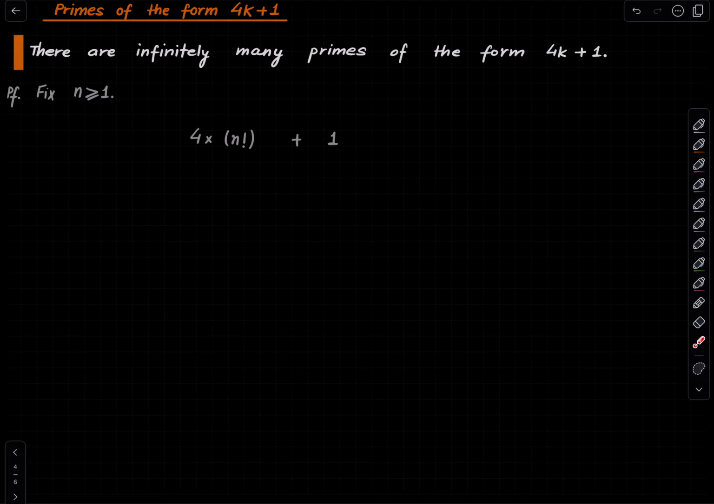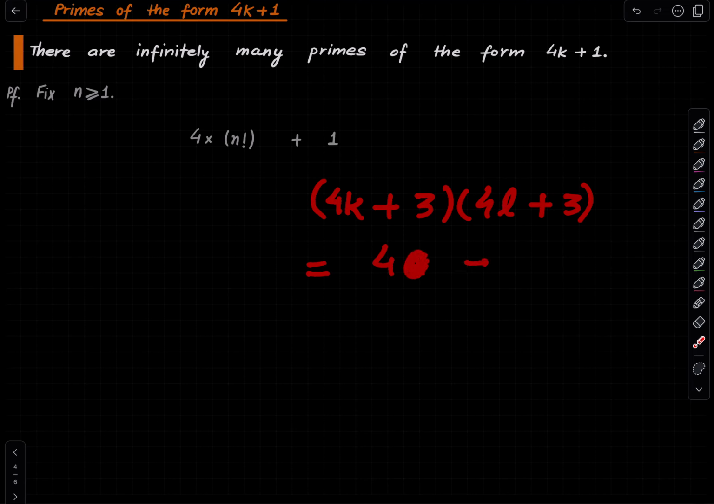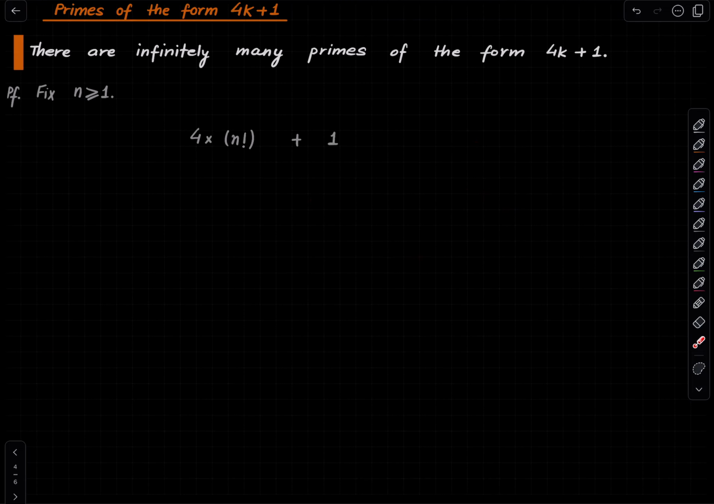If you multiply two numbers of the form 4k plus 3, you get a number of the form 4 times something plus 1. Because 3 times 3 is 9, which is congruent to 1 mod 4. So it is possible that all the prime factors of this guy are of the form 4k plus 3, and that therefore doesn't help.